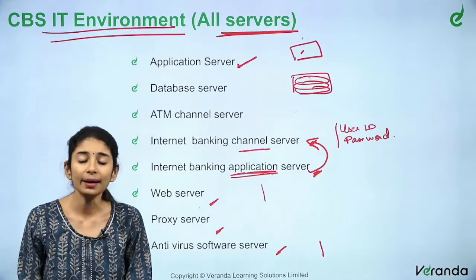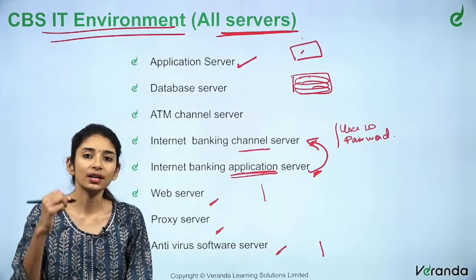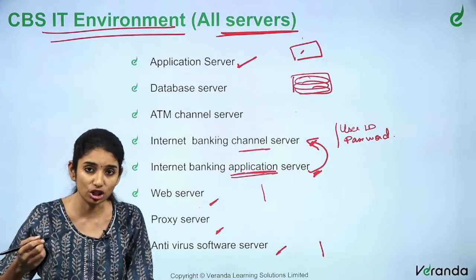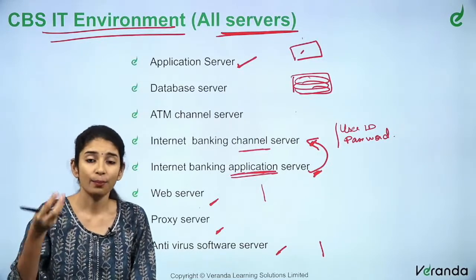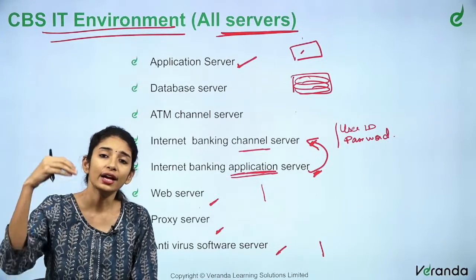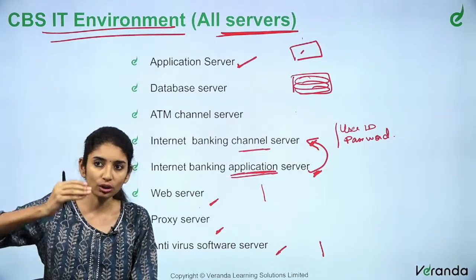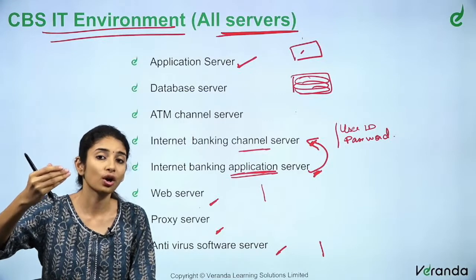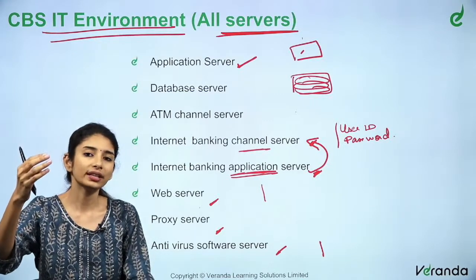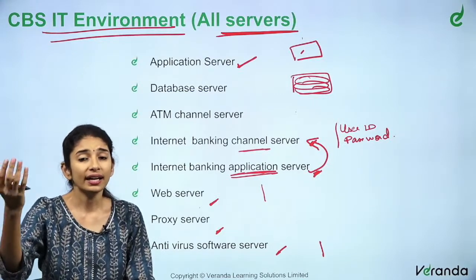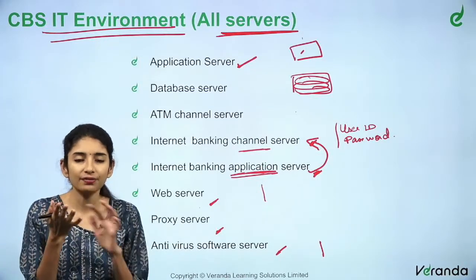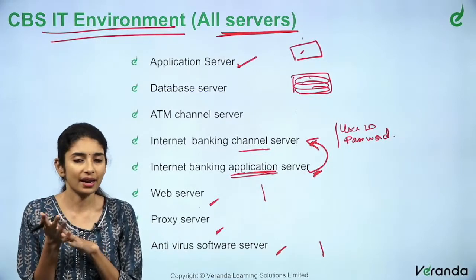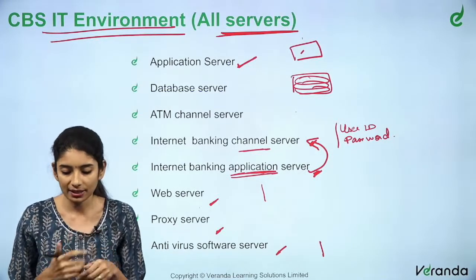Clear? ATM channel server. ATM channel server connects to something called the ATM switch. Now the ATM switch has a file called the positive balance file. Why is this there? To help the database. You cannot load so much work on the central database. So what the central database does is, at the end of the day, it gives every customer's positive balance file to the ATM, and from that file the ATM can see the balance and grant money.